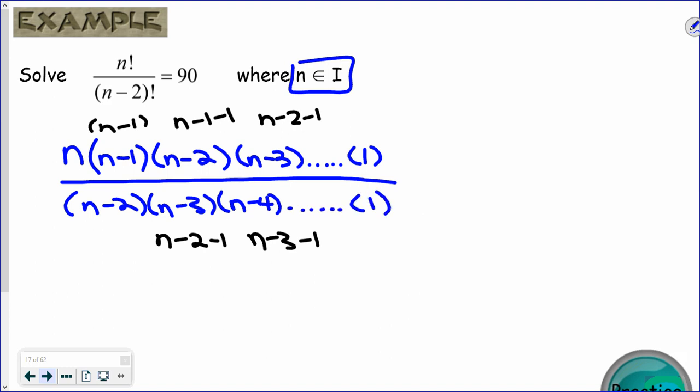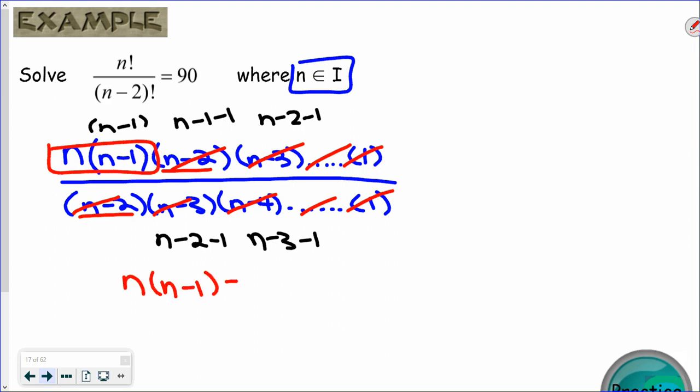So just like the previous question, I now look for things that overlap. They start to overlap at n minus 2. So that n minus 2 cancels, the n minus 3, it would continue to cancel out until the end, leaving me with, right there, an n times an n minus 1 equals 90.